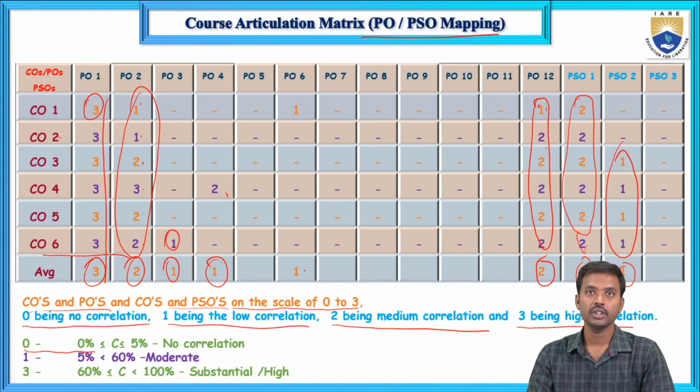I hope this course description of Power Electronics is clear to you. So the syllabus, COs, course outcomes, course objectives, PSOs, CO-PO mapping, course articulation matrix, and prerequisites for this subject, and after that, the reference books and textbooks for this subject. I hope all these things are clear to you.